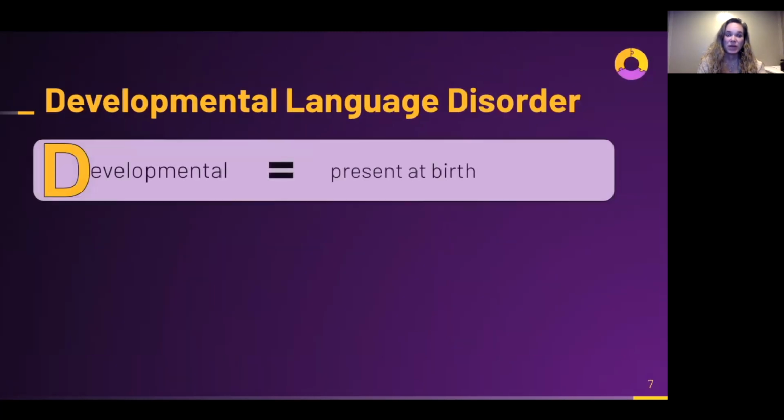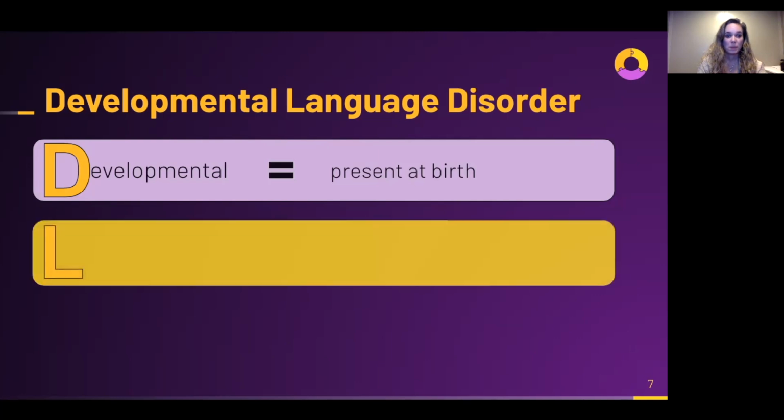D, developmental, meaning that it is not acquired. While the direct cause is still uncertain, there are strong genetic links that impact language development beginning at birth. Specific language weaknesses associated with DLD change with development, but DLD persists with development.